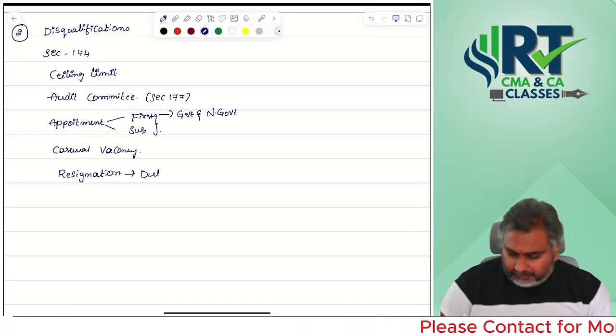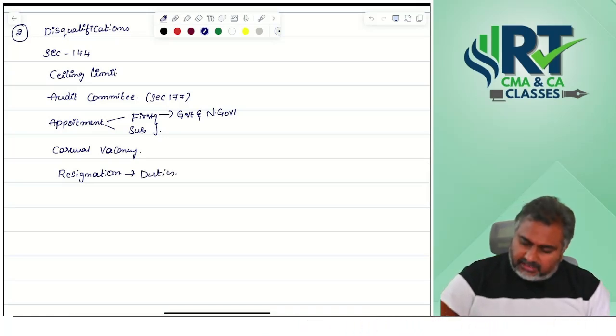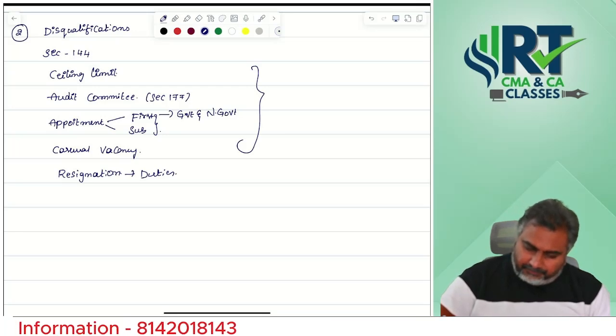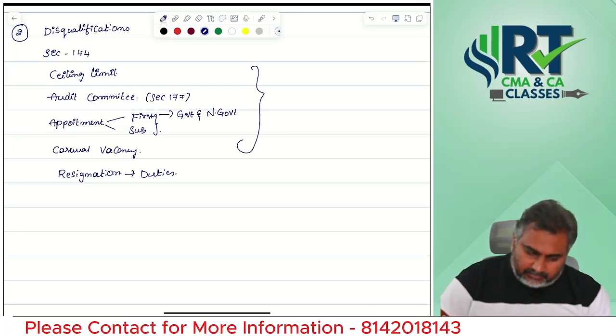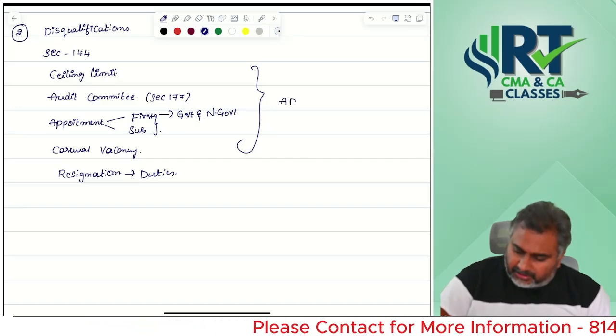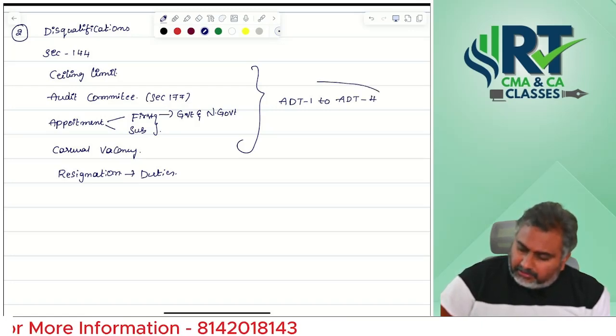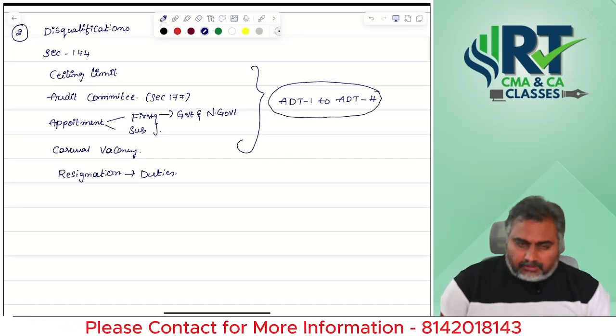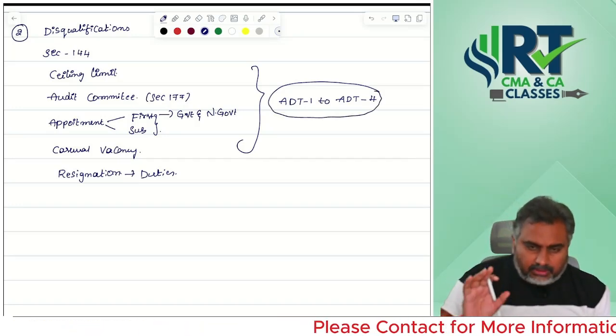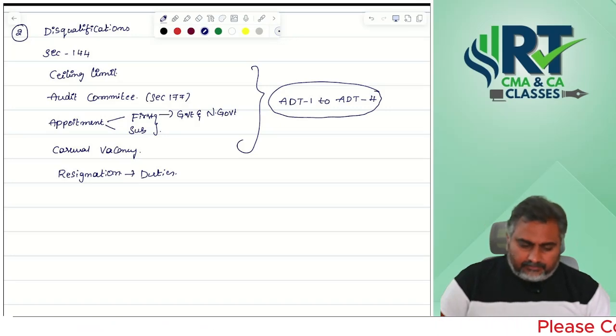Simply, duties. And remember in company audit, the forms, like form numbers ADT 1 to ADT 4. Try to remember all those 4 forms. So definitely they will ask you one MCQ regarding that. Okay.